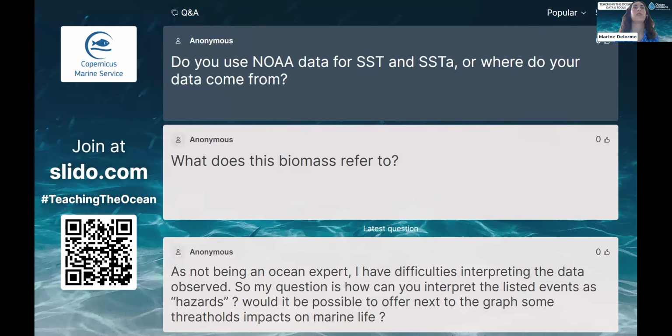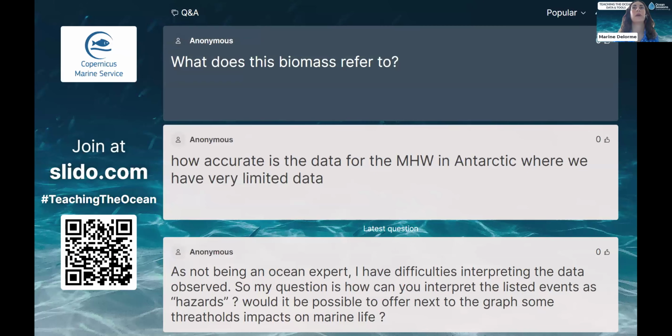Great, thank you. Next question is, what does this biomass refer to? Biomass? I'm not sure. On the MyOcean Hub, we don't have at the moment any biomass. We do show chlorophyll, but I think Tony can talk a bit more about that later on. We do have products that include biomass, but it's, for example, for chlorophyll A, something like that. I didn't show any biomass here.